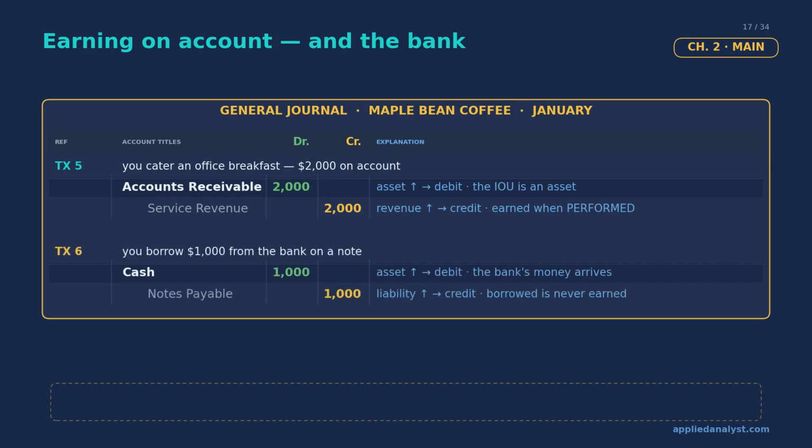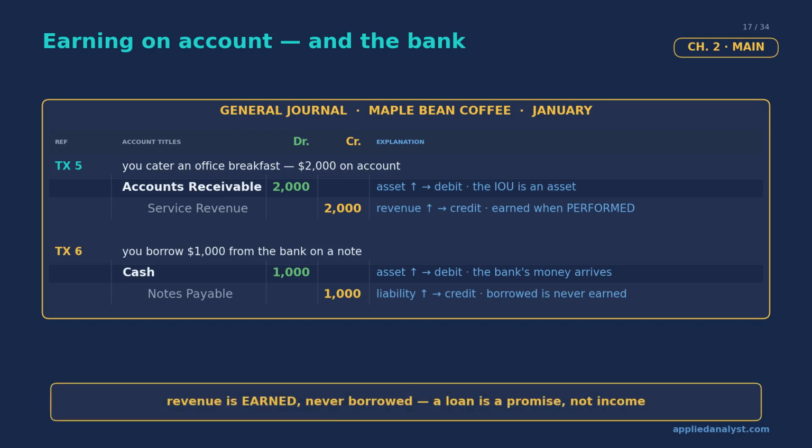Transaction 6, the bank loan, $1,000, cash up, debit. But borrowed money is never revenue. It goes back one day, so credit notes payable. That is the bank from the top of this video, and this is their page, now on your books.